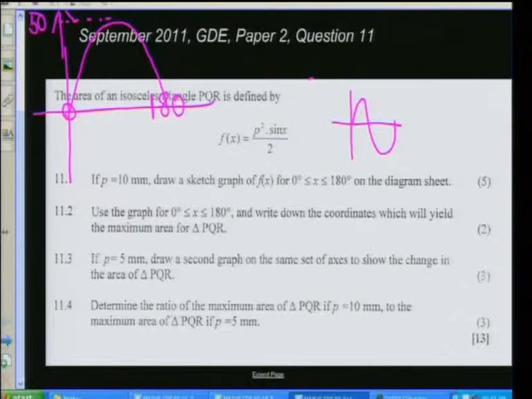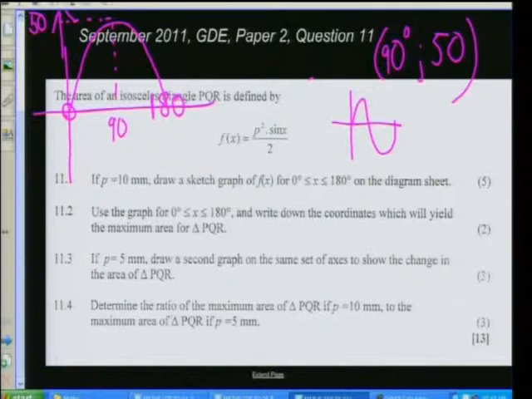Yes, ma'am, I am. Okay, now in the next question, and I'm sure you'll be able to do that. Oh, and by the way, they ask us to write down the coordinates which will yield a maximum area, and then you look for the maximum of your graph. And those coordinates, where the graph is at its highest, will be 90 degrees on the x-axis and 50 units on the y-axis. So just 90 degrees, 50. Okay. Yes, ma'am.